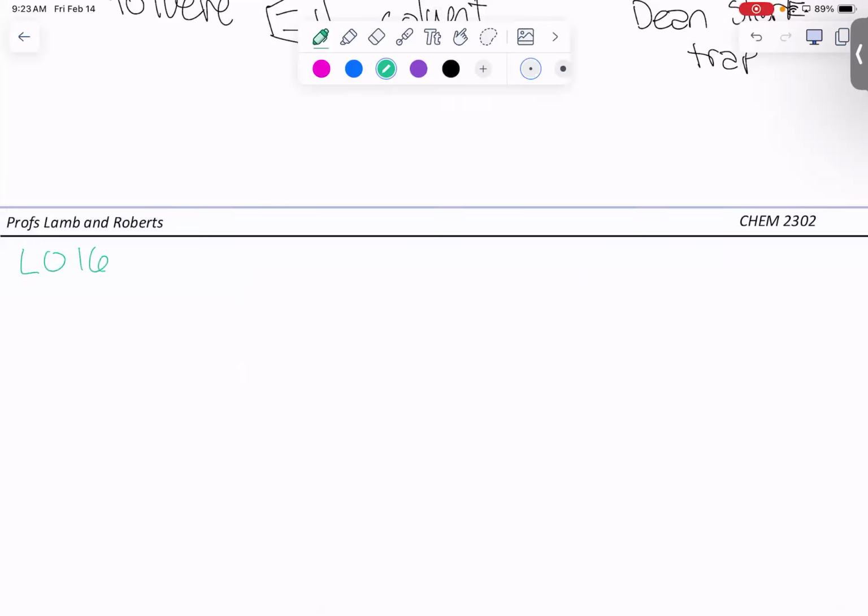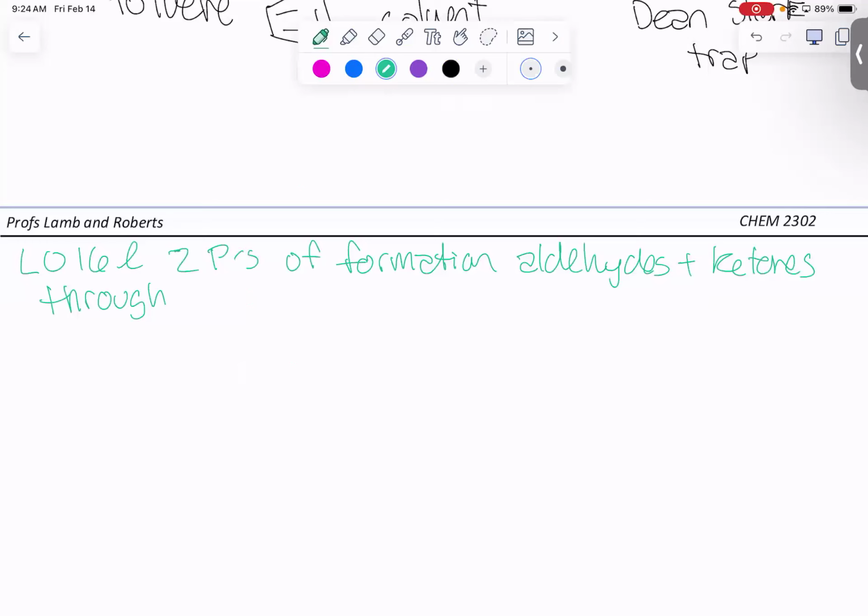This is learning objective 16L, which is the two P's of formation of aldehydes and ketones through oxidation of alcohols. So no mechanisms here, but we're going to learn how to oxidize alcohols and form aldehydes and ketones. We've learned reductions before, but these are oxidations of alcohols. In an aldehyde or a ketone, we have two bonds between the oxygen and carbon.